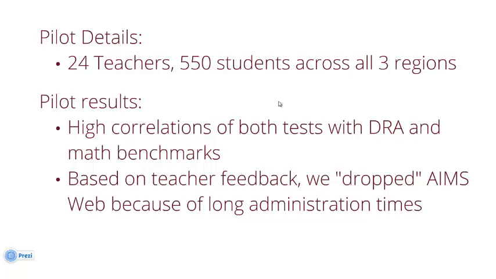We found that on both tests, there was a very high correlation between MAP and AIMSweb and the DRA and math benchmarks. That is, students who scored high on MAP or AIMSweb also tended to score high on DRA and math benchmarks, and students who scored low on the math benchmarks or on DRA also tended to score low on MAP and AIMSweb. The bottom line was that all these tests were basically telling the same story about student learning.